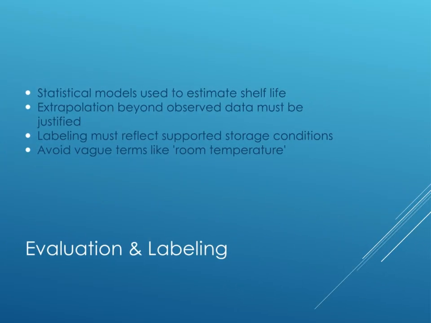This is where the numbers talk. You analyze degradation using regression analysis and confidence intervals. The goal is to predict when your product will no longer meet acceptance criteria. You can use extrapolation beyond observed data, but only if the degradation model, batch variability, and mechanism of degradation are well understood. As for labeling, use precise, justified language like store below 30 degrees Celsius.